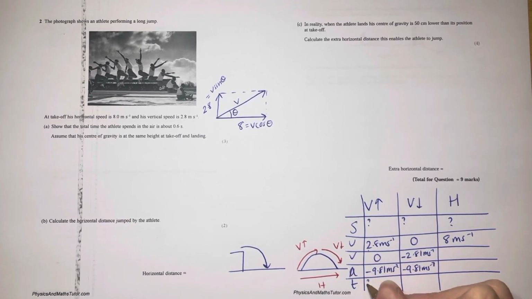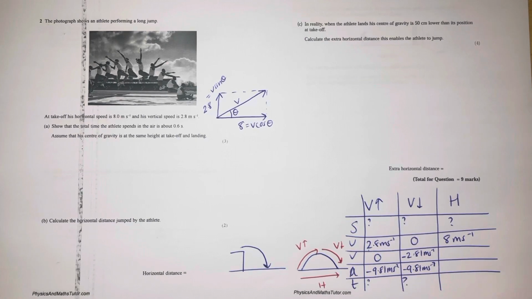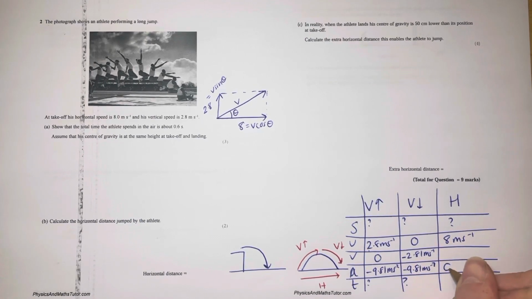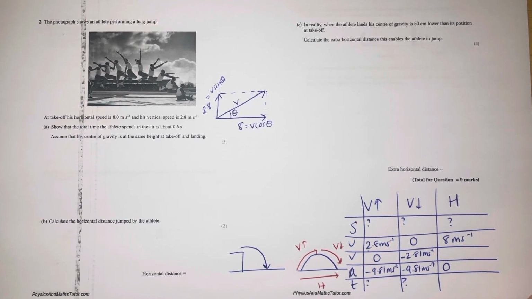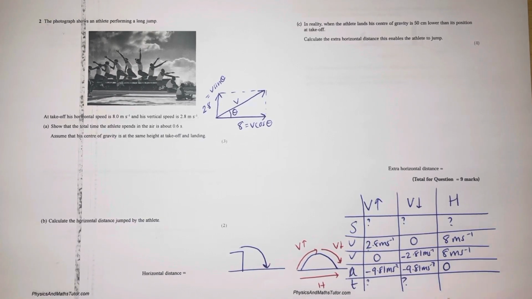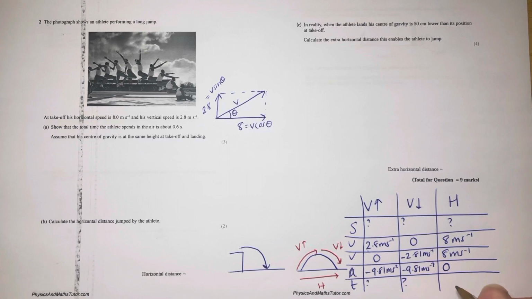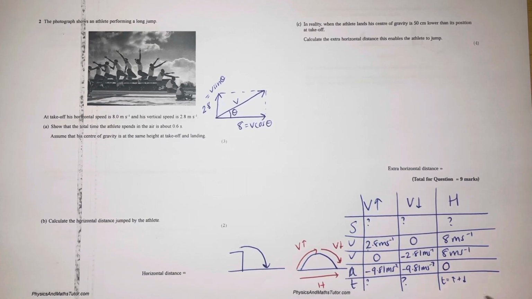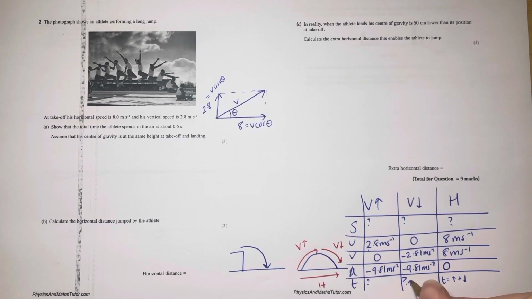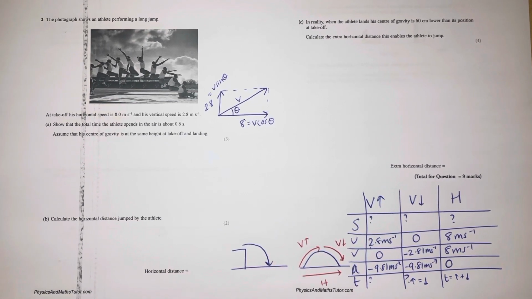And for all things vertical, I know that acceleration is minus 9.81 meters per second squared, and the time I currently don't know. Horizontally, I know the acceleration is 0 because it always is. That's the point of horizontal motion, which means the final speed isn't going to change from the initial speed. And I do know that this time is going to equal up plus down. And I also know that time up will equal time down.